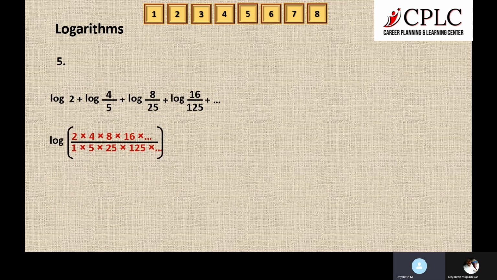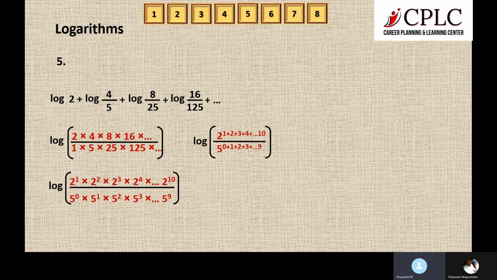Now, in the log, we can't add them, we'll have to multiply. In the numerator, it is powers of 2. In the denominator, it is powers of 5. Laws of indices: the base is the same, the powers are in multiplication, so the power should be added. So in the numerator, it will be 2 raised to 1 plus 2 plus 3 plus 4, and so on till 10, so the sum of 1 to 10. In the denominator, it will be 5 raised to 0 plus 1 plus 2, and so on till 9, that is the sum of 1 to 9.